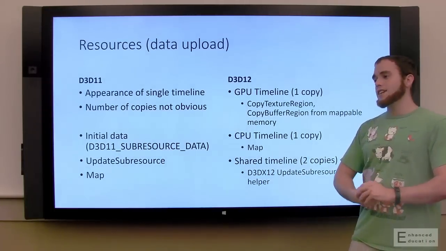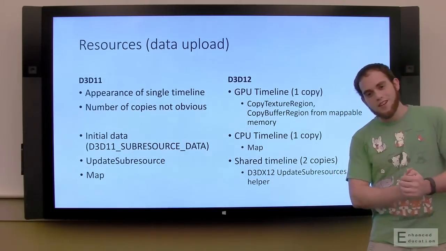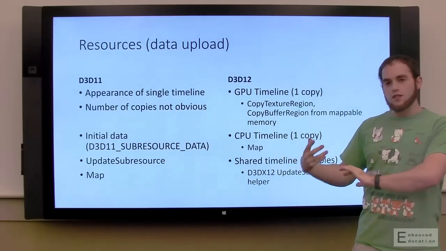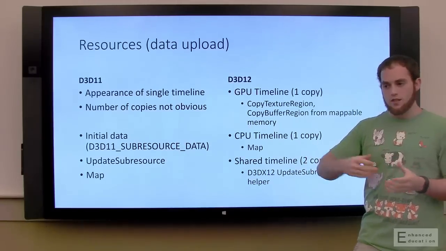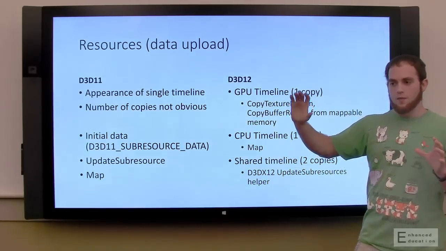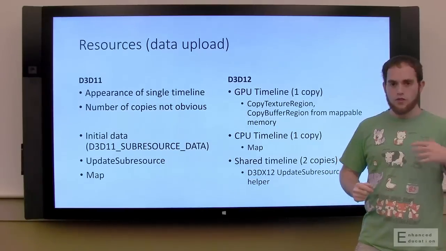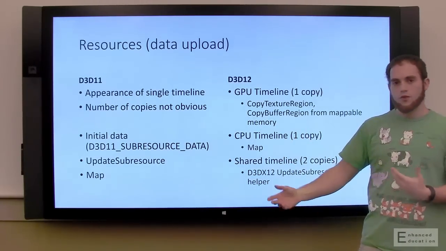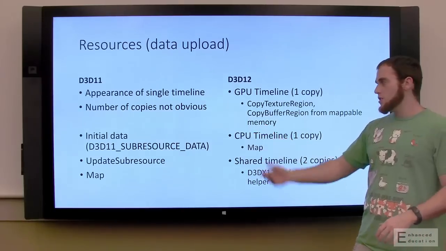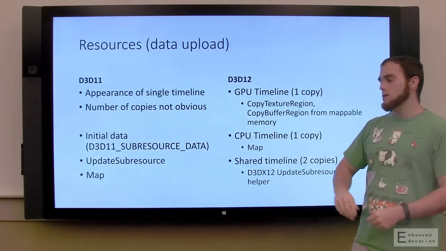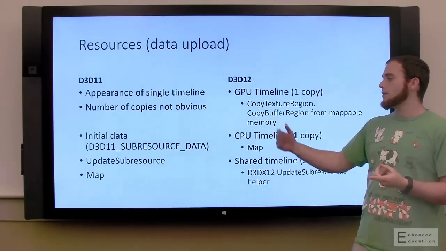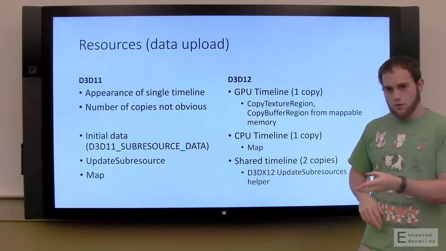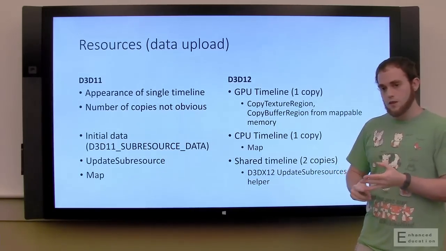And then you want to get some data into those resources that you've just created. So in D3D11, the abstractions that we have give the appearance of a single timeline. You do operations and at some point later they happen, but there's no explicit control of whether they're CPU operations or GPU operations, and there's no real indication of how many copies are going on. So the typical techniques that you would use to upload data in D3D11 would be initial data, passing in the D3D11 subresource data structs when you create your resource, or you could use the update subresource method, or you could use the map methods to do it.